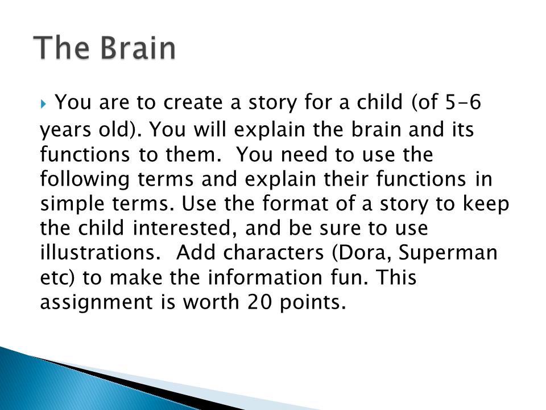These are the instructions that you will actually find in the learning system. You are to create a story for a child. It says 5 to 6 years old, but I don't really care what age as long as it's like a children's book. You will explain the brain and its functions to them. You need to use the following terms, they're on the next slide, and explain their functions in simple terms. You're to use the format of a story to keep a child interested, and be sure to use illustrations. You can use characters like Dora or Superman to make the information fun. This assignment is worth 20 points.